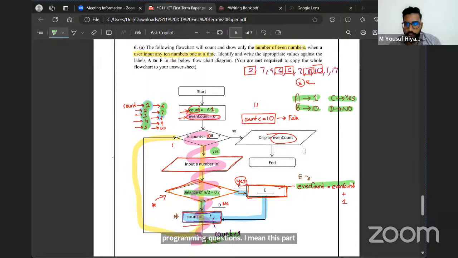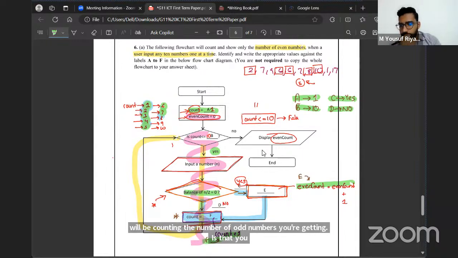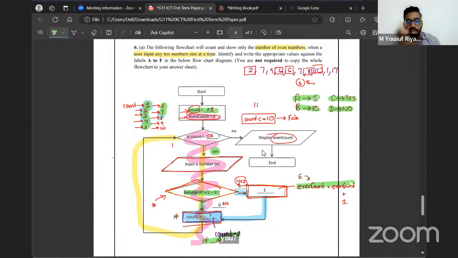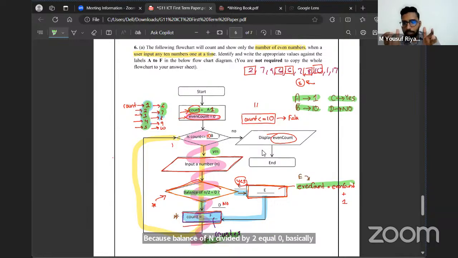Can't we change yes and no? If you interchange yes and no, you will not be counting the number of even numbers you're getting. You will be counting the number of odd numbers. Is that clear? Because balance of n divided by 2 equals 0, you're basically checking whether a number is even. So only if the number is even, you have to increase the value of even count. Got it, Mario?